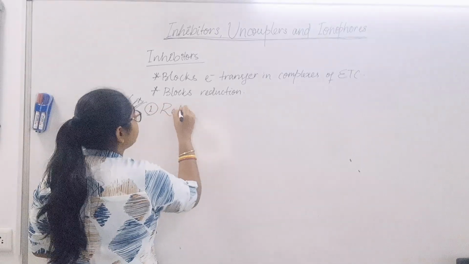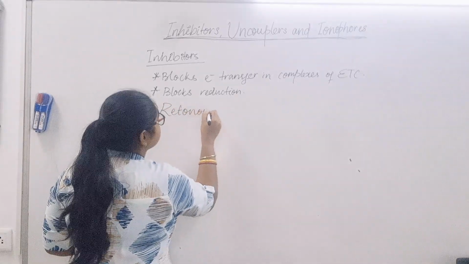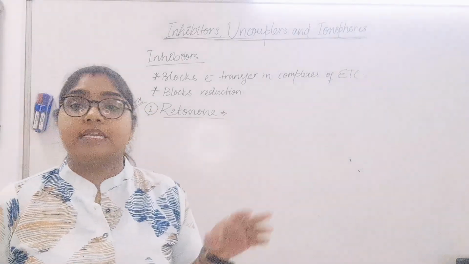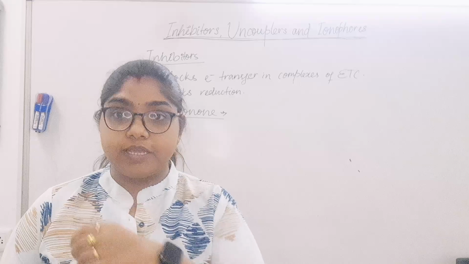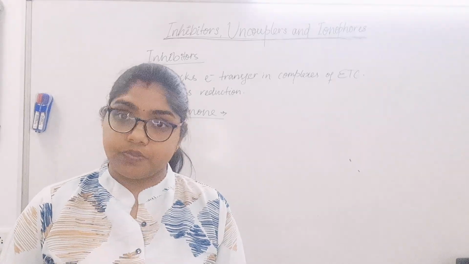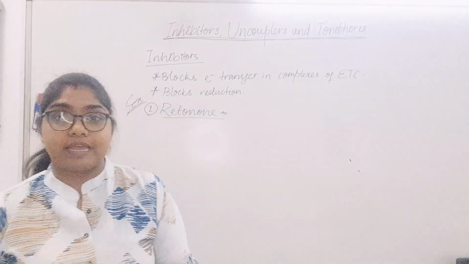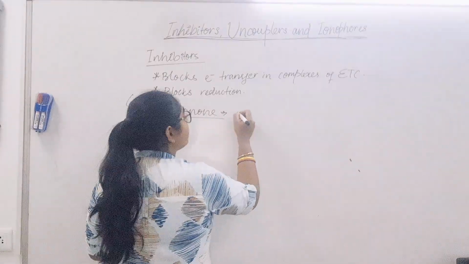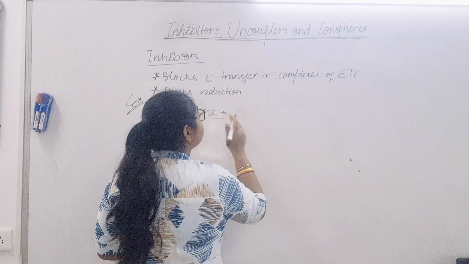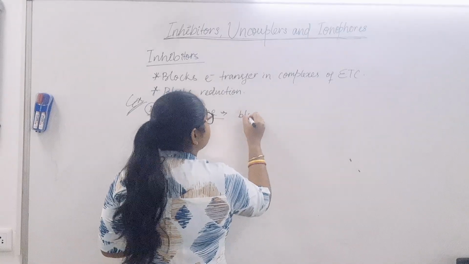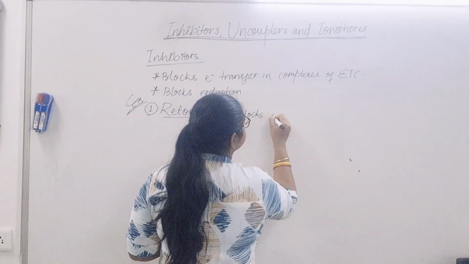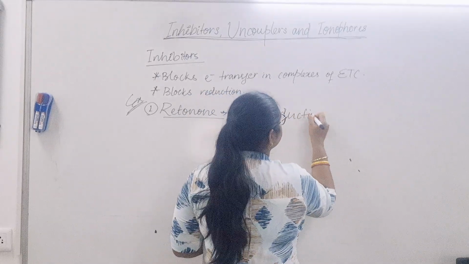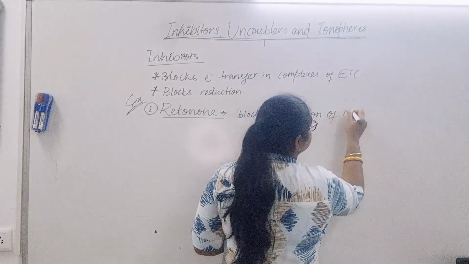rotenone. Rotenone is a plant extract, from Derris elliptica, which is also known as tuba root, and it acts as an insecticide. So what this rotenone does is stop the reduction of NADH. It blocks the reduction of NADH.